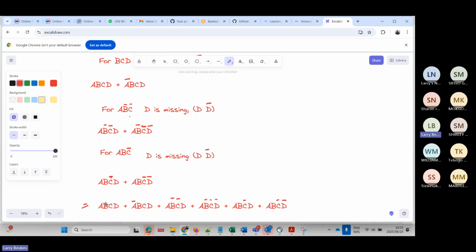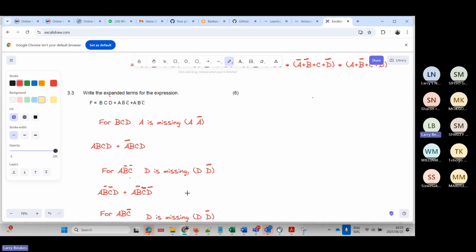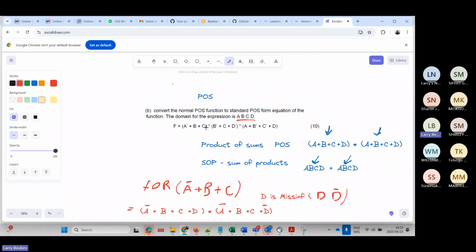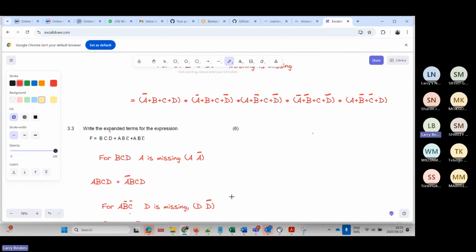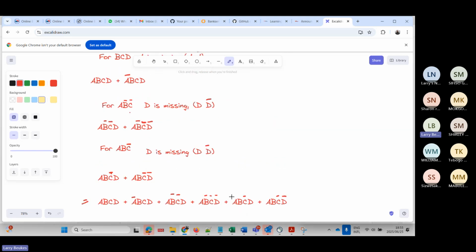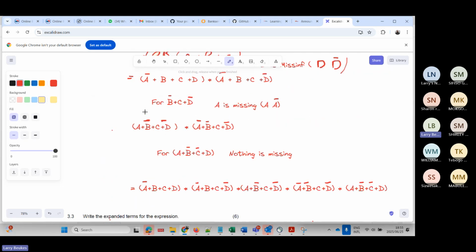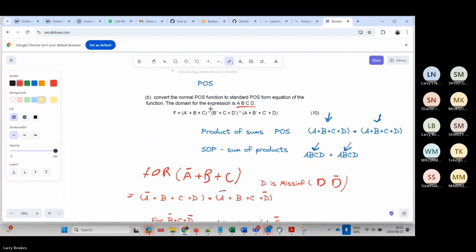So like I said, as you can see here, the concept is pretty much the same. You just look for the missing variable. You will include that variable. It will have two possibilities. It will either be high or low, right? So this is basically the standard form, changing anything to the standard form. It's just that here they will call it expanded form, expanded terms for SOP, and then for POS they'll just say the standard POS form, right?